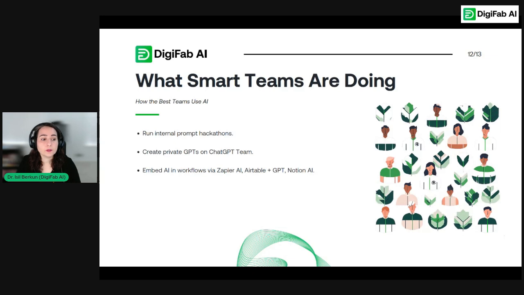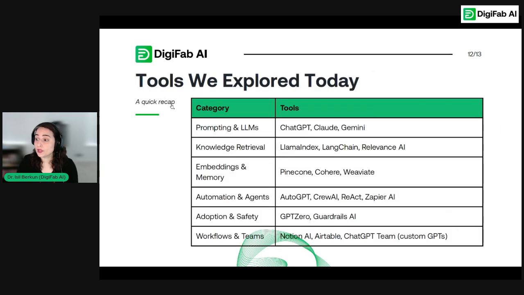And then they create private GPTs on, say, ChatGPT Team. They embed AI workflows with Zapier AI, Airtable plus GPT, and Notion AI. These are just some examples that you might integrate into your tool set today, but there are many more tools available. So let's see the tools in one big picture, the ones we touched on today that you can look into in the following week.